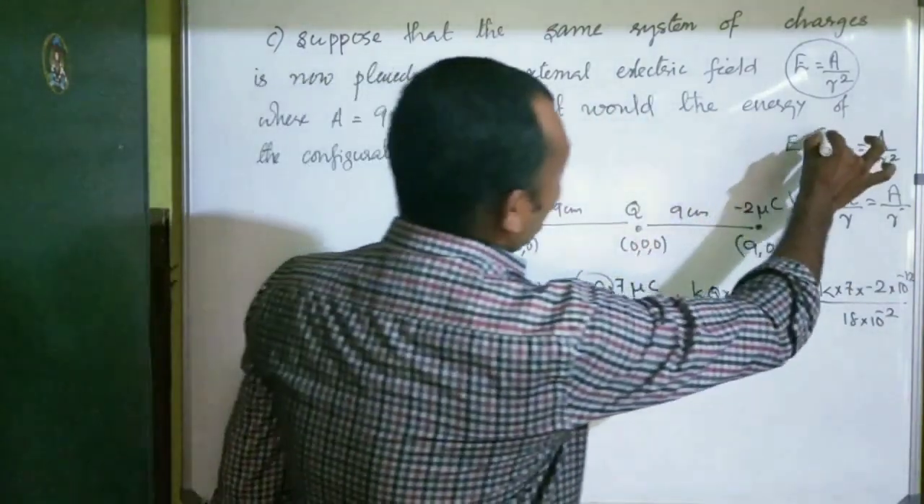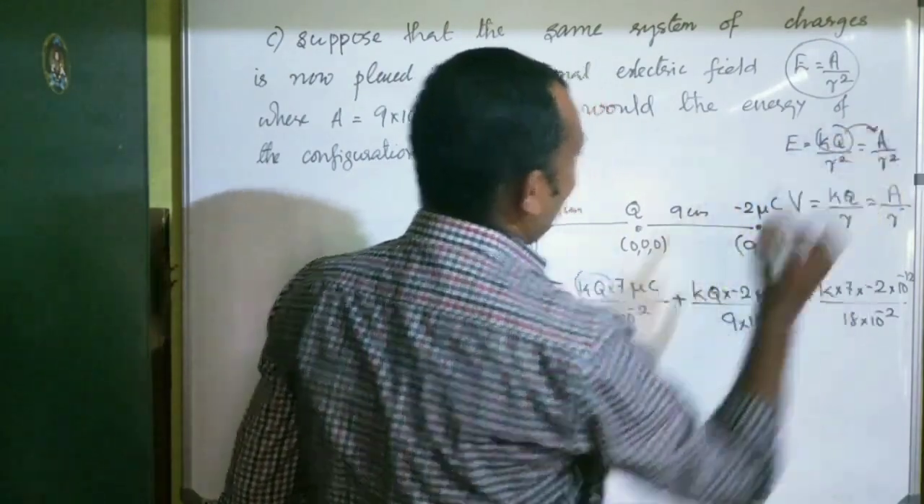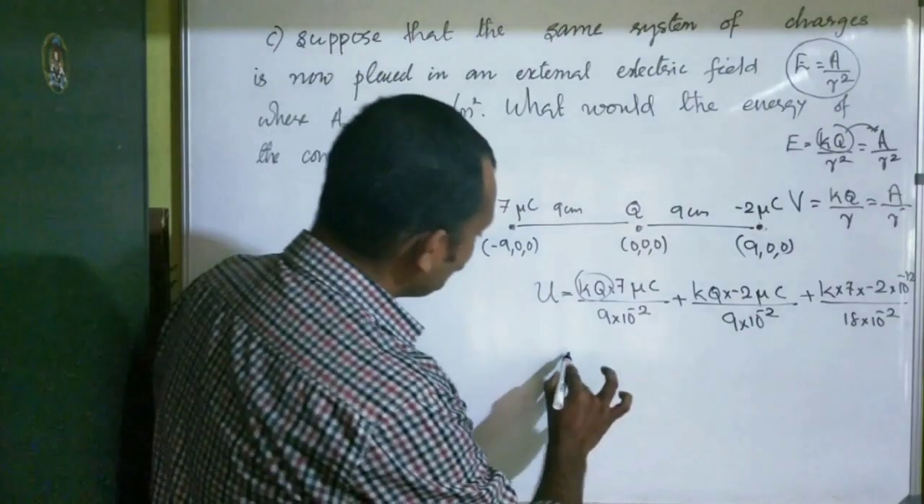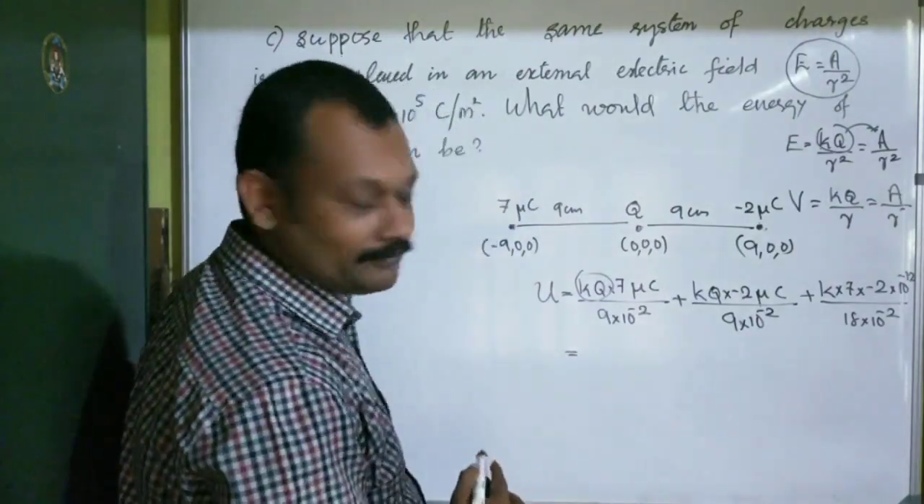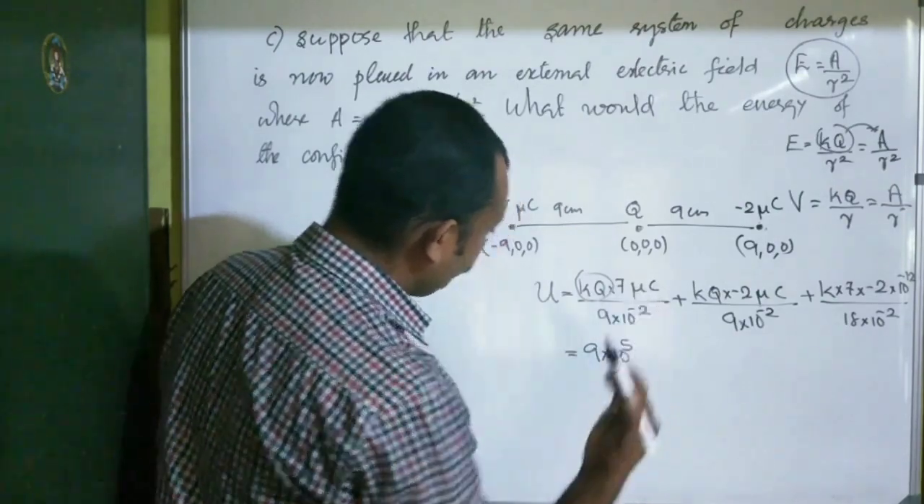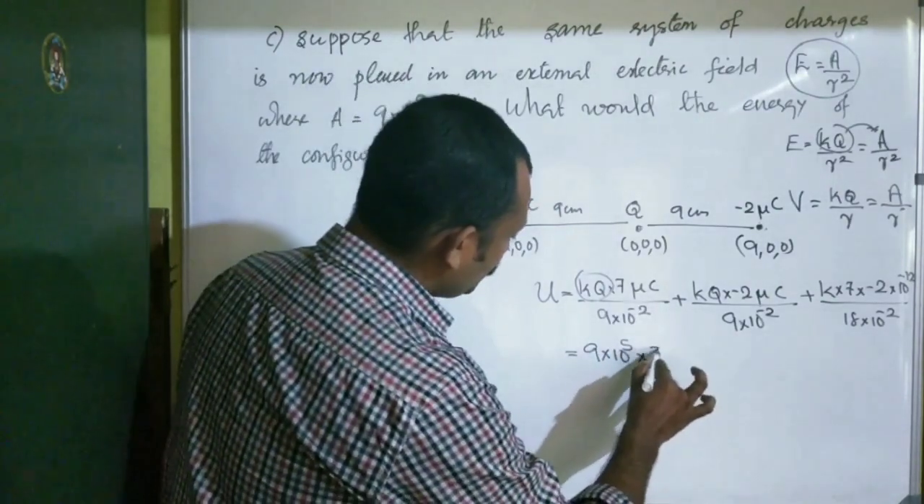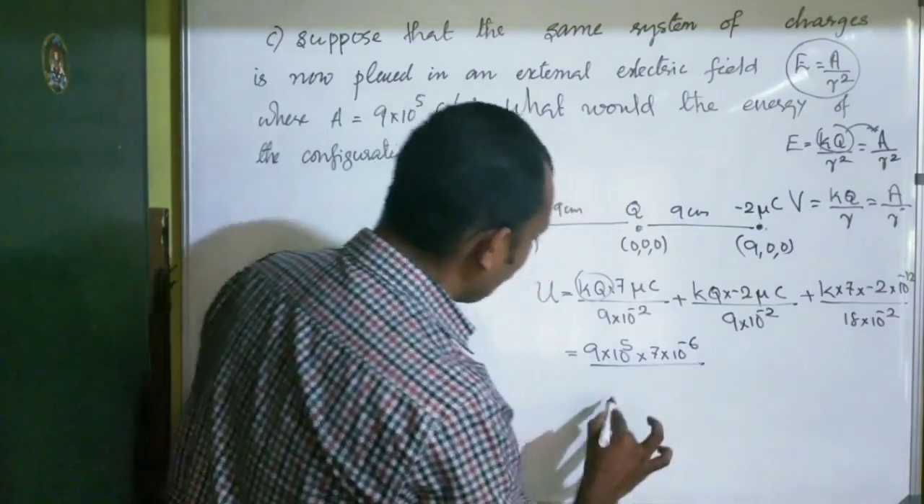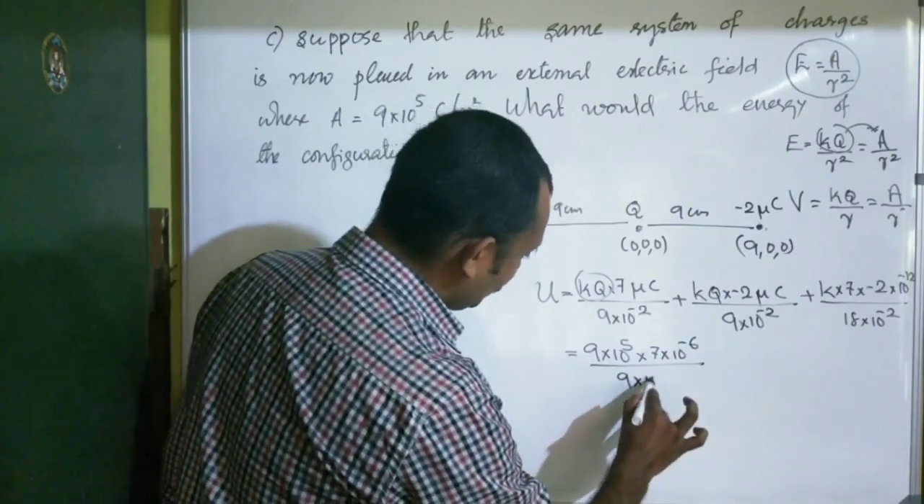Already what I said, KQ is equal to A. KQ in the value, and we know the value of A. What is the value of A? A is 9 into 10 to the power 5. 9 into 10 to the power 5 into 7 into 10 to the power minus 6 divided by 9 into 10 to the power minus 2.